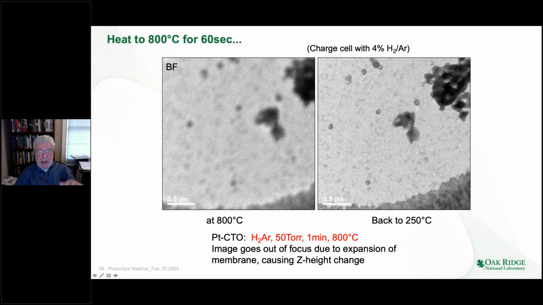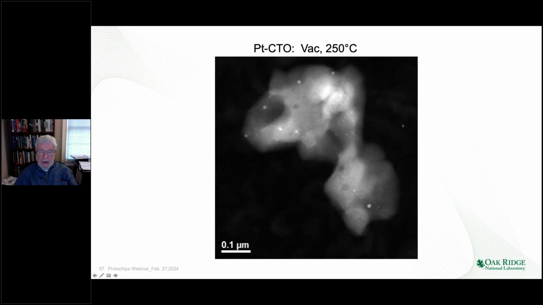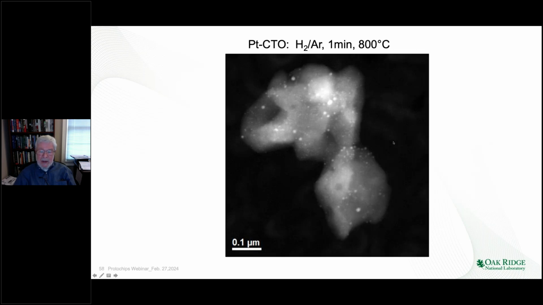The image is immediately out of focus because of expansion, and then back to in focus. And then you can look at the changes that have happened just in that. I think this is pretty remarkable. Just look at the particles of platinum that come out of the lattice and form all over the surface of the calcium titanate. You can't do that with anything other than a MEMS chip heater device.